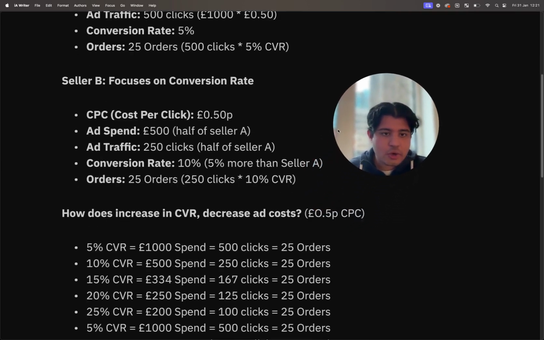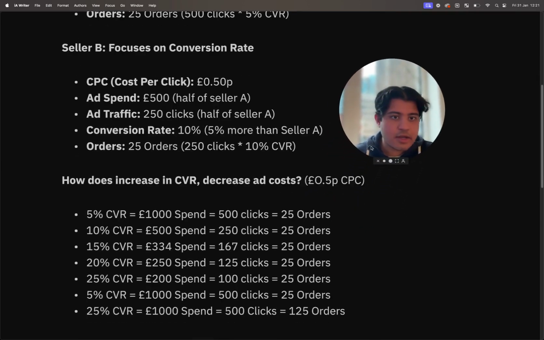So let me show you a quick example of how an increase in conversion rate decreases ad costs. Assuming everyone's paying 50p, so the exact same example, at a 5% conversion rate, you spend £1,000 to get 25 orders. To get the same number of orders at a 10% conversion rate, you spend £400. If you improve your conversion rate to 15%, you have to spend £334. At a 20% conversion rate, you have to spend £250. At a 25% conversion rate, £200 ad spend.